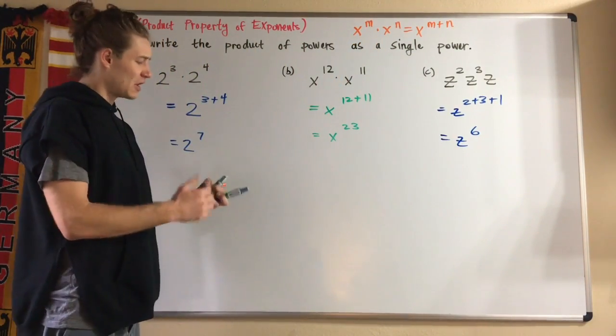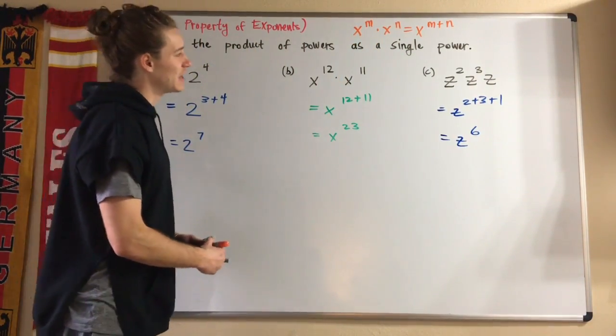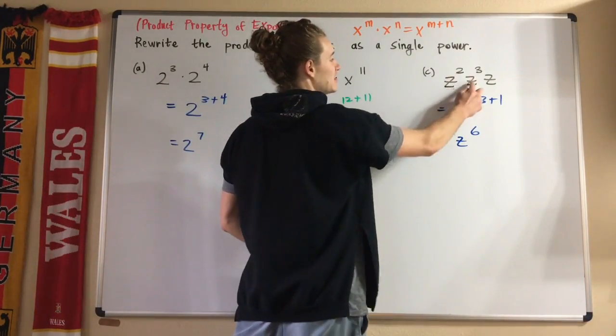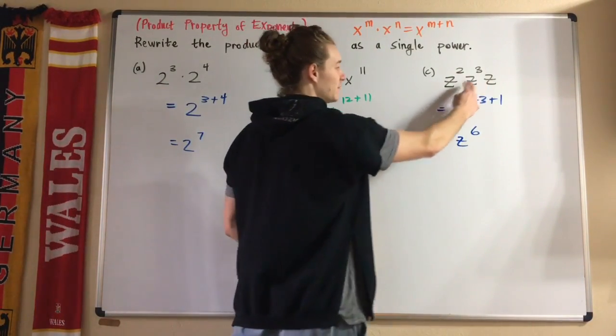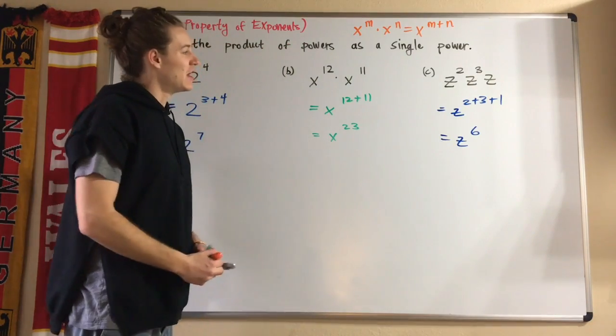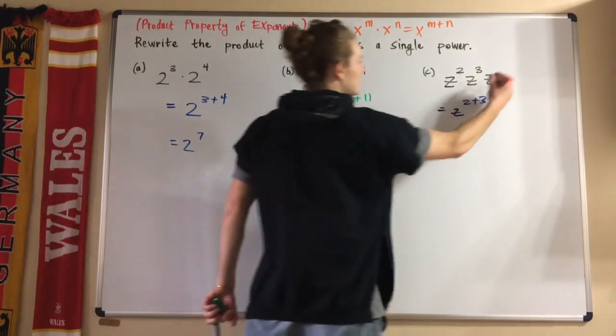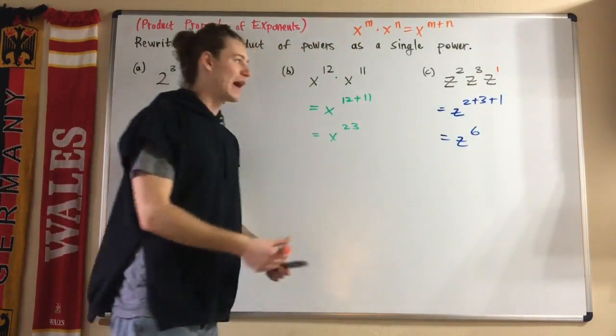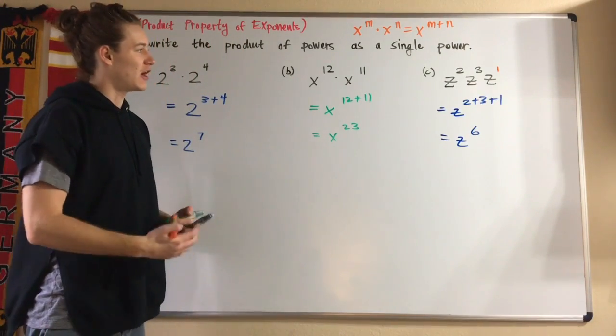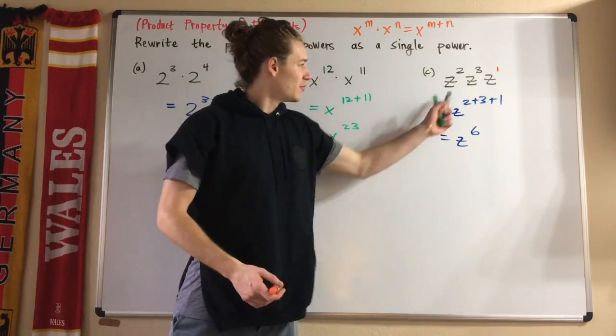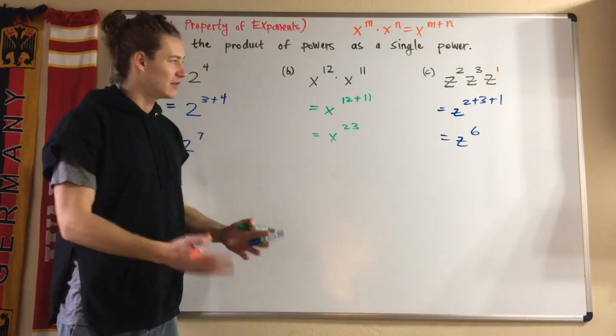And again, you could have gone through in-between steps, and you could have said first that z squared and z cubed make z to the 5th, and then z to the 5th times z makes z to the 6th. In any case, don't forget that this z is like z to the 1 power. So when you're multiplying z with these other powers of z, make sure you add that exponent of 1.